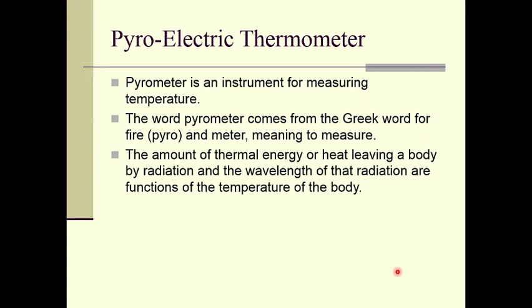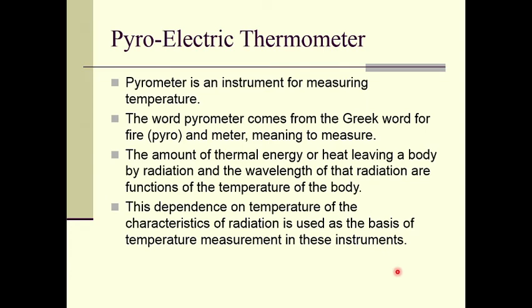The amount of thermal energy or heat leaving a body by radiation and the wavelength of that radiation are functions of the temperature of the body, right? So this is the principle. This dependence on temperature of the characteristic of radiation is used as the basis of temperature measurement in these instruments. So what is the principle of the pyrometer? That is, the amount of thermal energy or heat leaving a body by radiation and the wavelength of that radiation are functions of the temperature of the body, right? So this is the principle of the pyrometer.